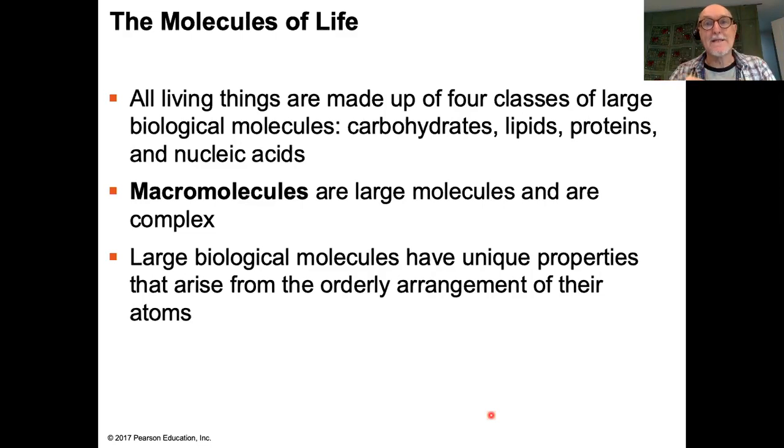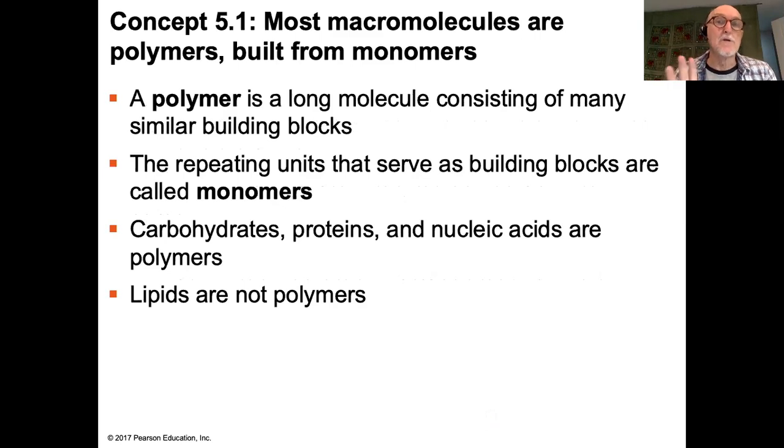But the basis of the molecules are very similar so that they can be joined together. This will become clear in a second. Because most biomolecules are what we refer to as polymers. And a polymer is specifically a molecule which is made from many similar repeating building blocks, which are joined together. And those units are called the monomers.